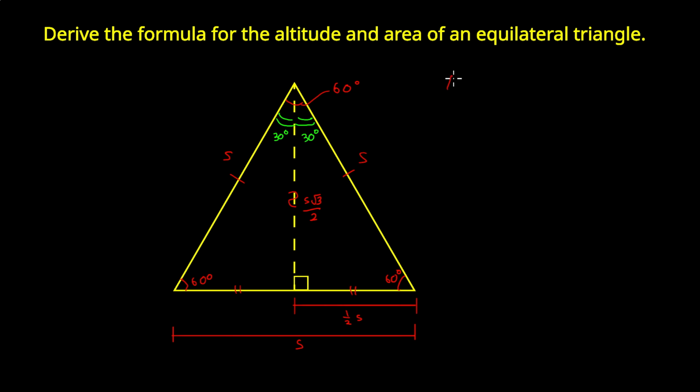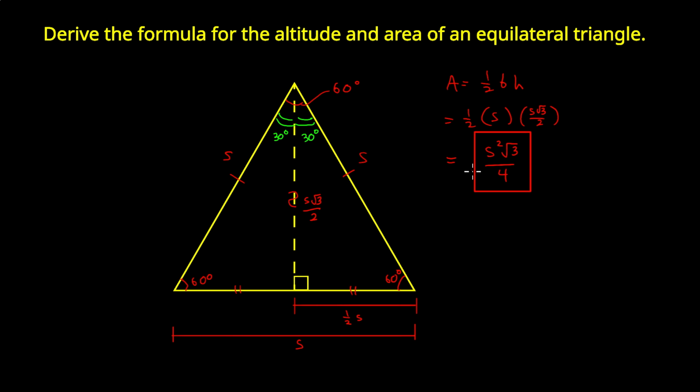Now moving on to the area of a triangle is 1/2 base times height, which in this case is 1/2 times the base, which is S as seen here, and then times the height, which is S root 3 over 2. You can see that here. And then that will give us S squared root 3 over 4.